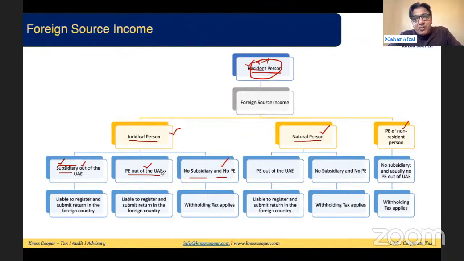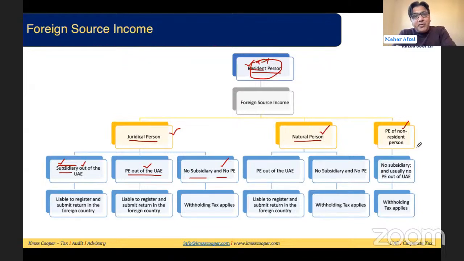Might be they are giving a loan to any party out of the UAE, and the loan in tax is being withheld. There is a third possibility. The same thing is applicable for the natural person. There is very little chance that a natural person will have a subsidiary or any other company out of the UAE, but most of the time a natural person will be generating income out of the UAE through a PE, or without any company, without a PE. As I mentioned, I have just given the definition example of the loan as well. So the third possibility is the PE of the non-resident person.